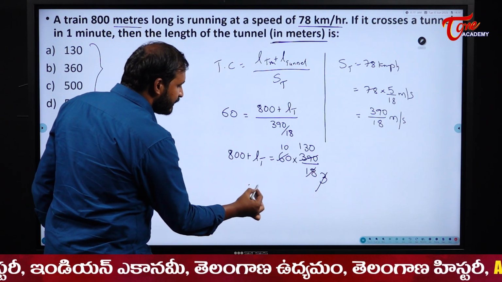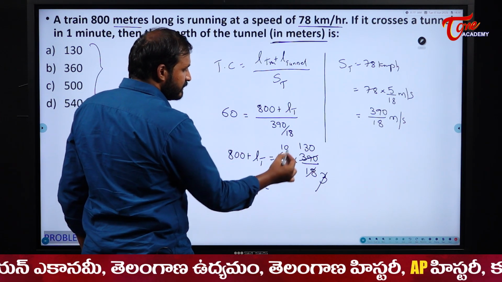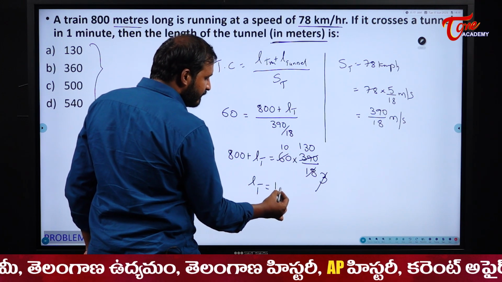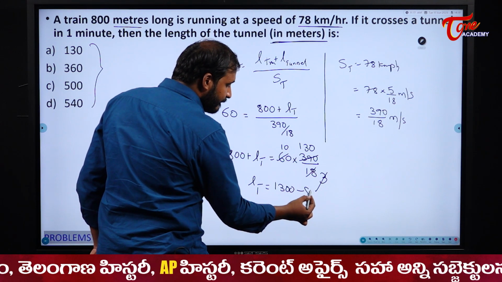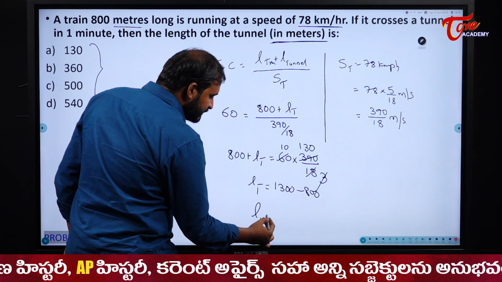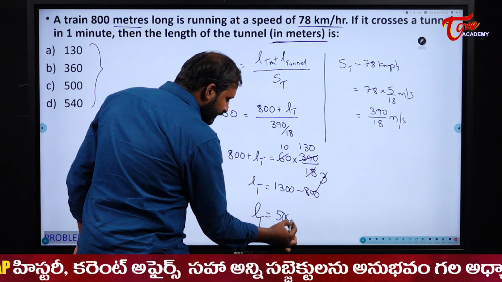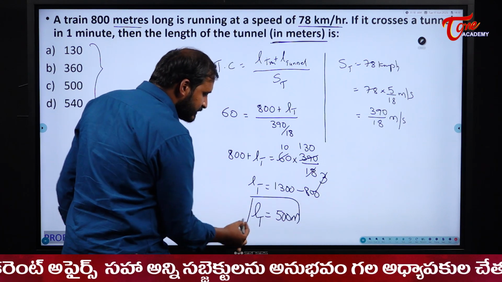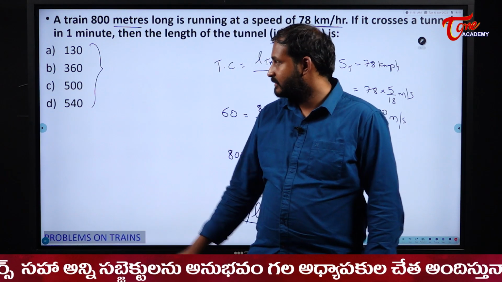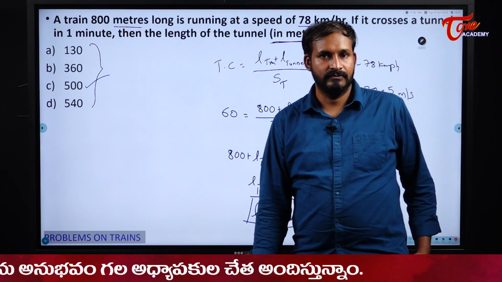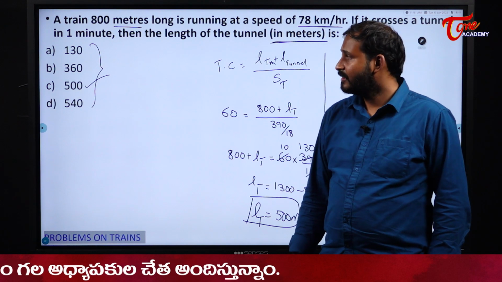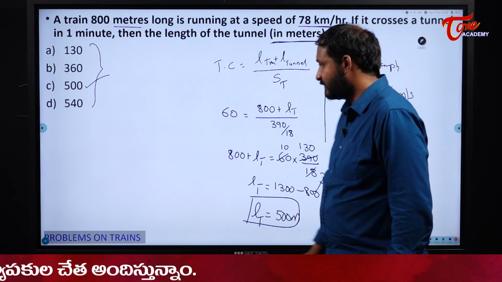Right. So, length of the tunnel will become what in this case? 10 into 130, it will become 1300. When I send 800 to that side, it will become minus 800. So, length of the tunnel is here how much? 500 meters. The length of the tunnel in this case is 500 meters. So, the answer is here 500. Okay, students, so this is how we find the answers for this type of questions.